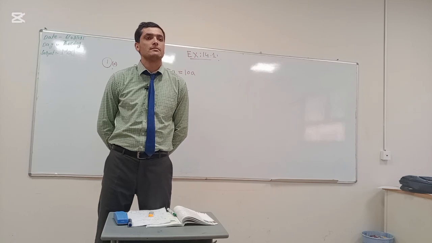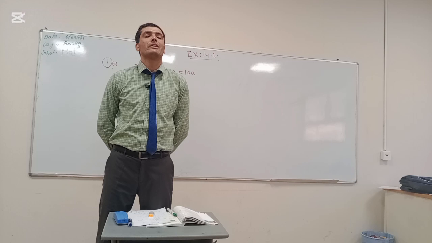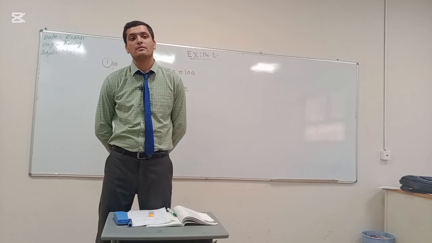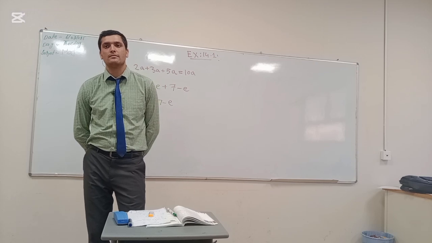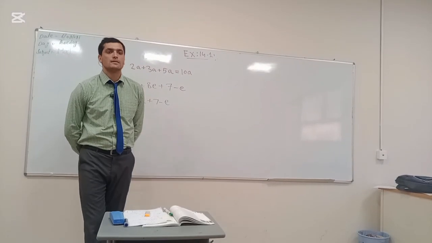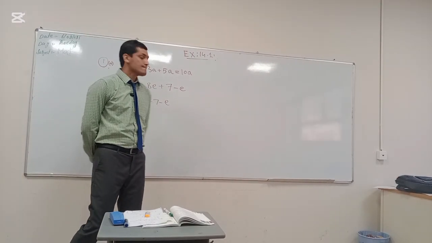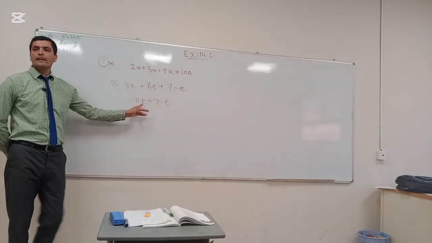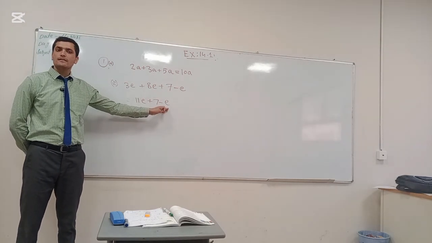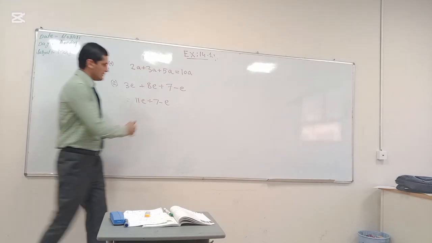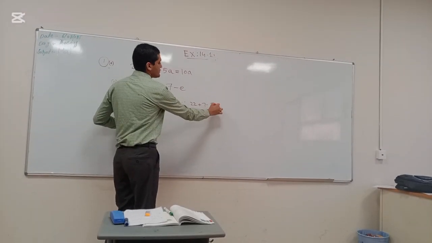Sir, it's minus e, so you can put minus e there and plus 7. Okay, this is good, but why are you allowed to do this? Because 11e and e are like terms, that's why. Look here, suppose e is 2. So this is 22, this is plus 7 and this is minus 2.